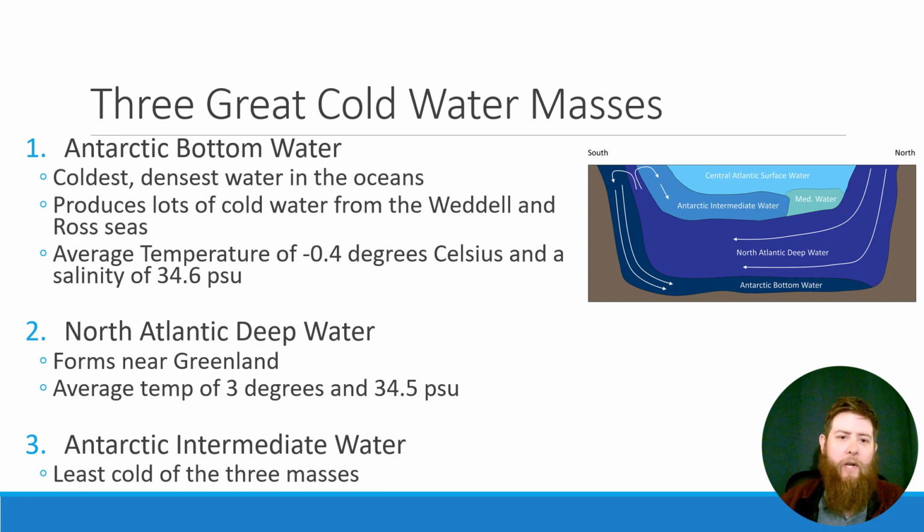Getting a little bit warmer here, we have the North Atlantic deep water. This is the second level here. It forms near Greenland and then sinks down. It has an average temperature of 3 degrees Celsius and 34.5 PSU, so a little bit less salty. And then we have the Antarctic intermediate water here, and it's the least cold of these three masses, and the least salty of those three masses.